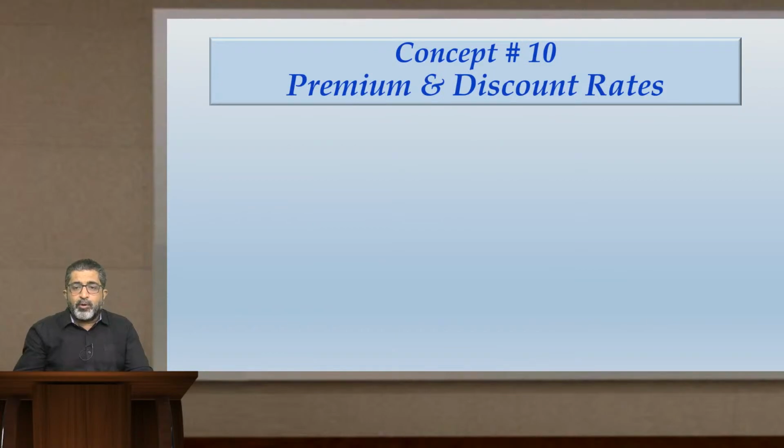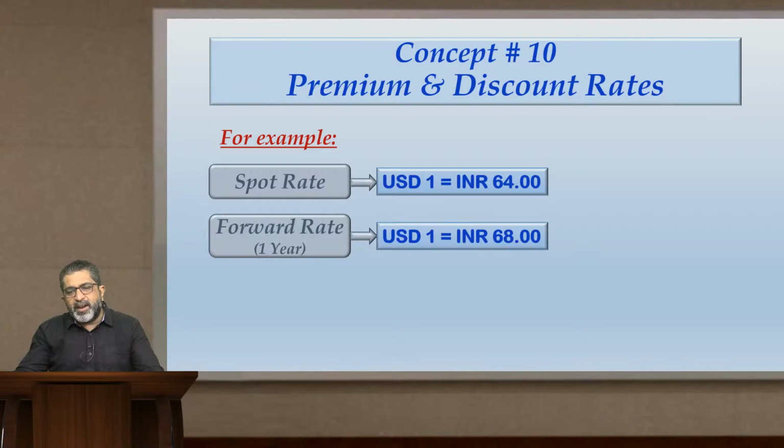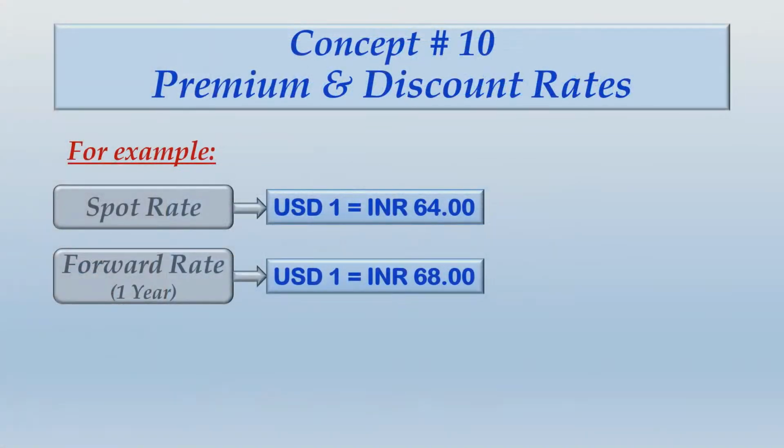So here we are talking about premium and discount rate calculations. Let us take an example. Suppose spot rate is USD 1 equals INR 64 and 1 year forward rate is given as USD 1 equals INR 68. Take an opportunity, try computing the premium rate and discount rate if possible. If you can do it, fantastic. If you cannot do it, I'll definitely help you out, but at least give a try. Don't sit idle. Don't wait for me to solve it. You try solving it. I have given you a very simple and straight question.